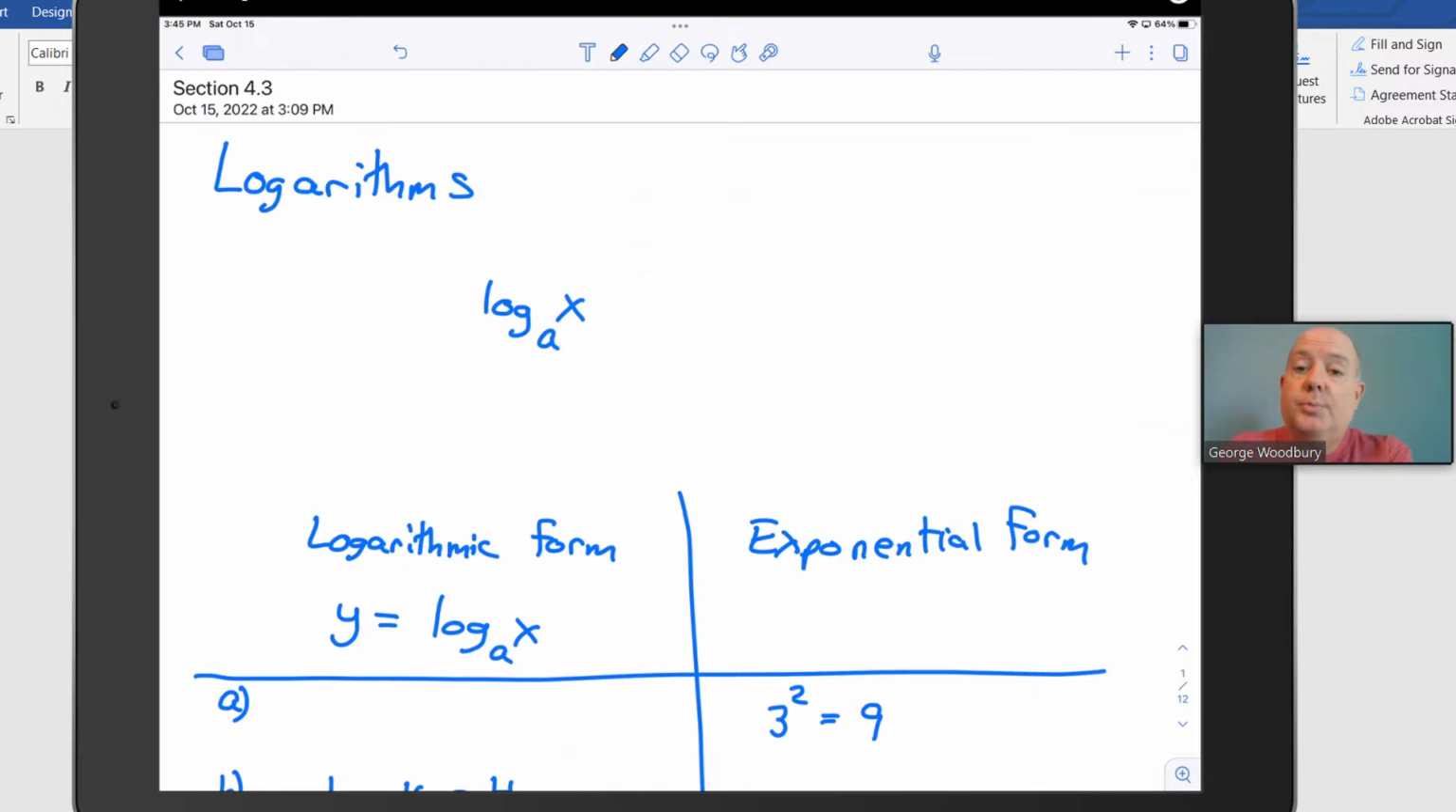Hi, my name is George Woodbury from College of the Sequoias in Visalia, California, and in this video we'll learn about what logarithms are and how to convert back and forth between logarithmic form and exponential form. Let's begin with a logarithm.